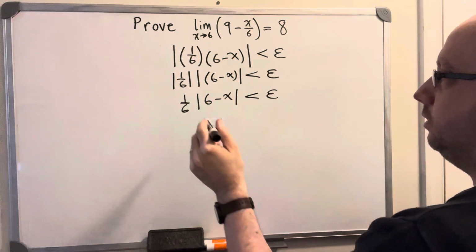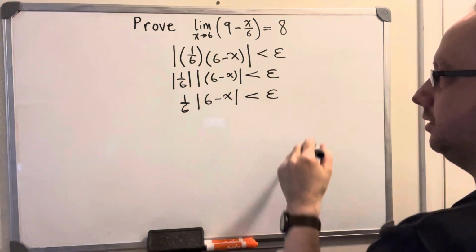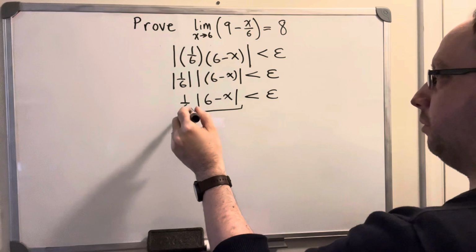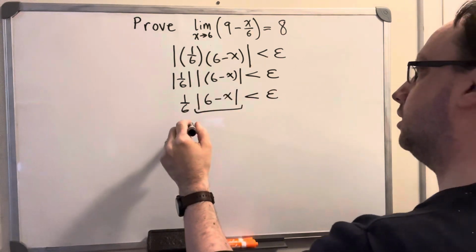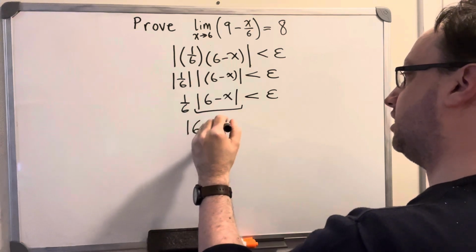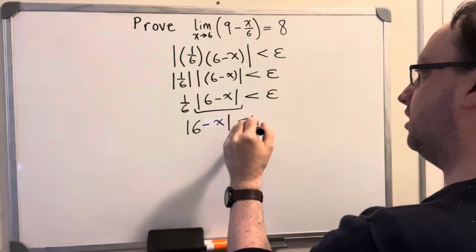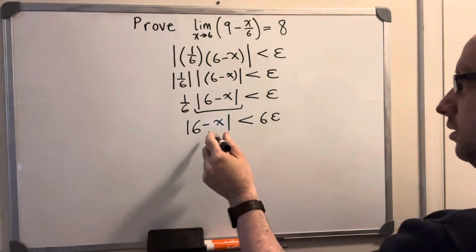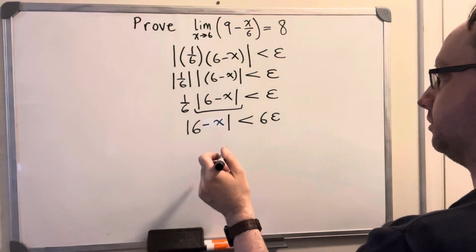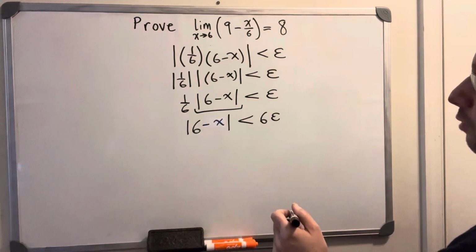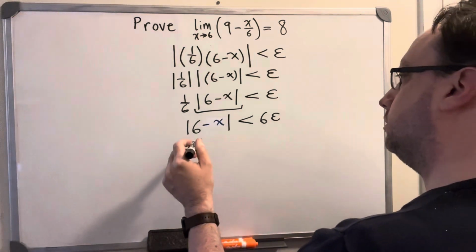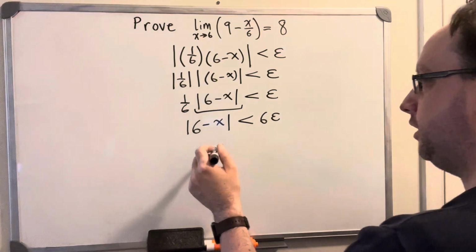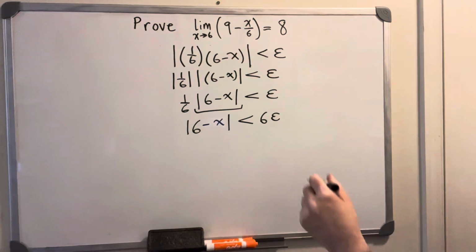Okay. We can multiply both sides by what to get this all by itself? We can multiply both sides by 6. Then 6 minus x is less than 6 epsilon. Is this the form that we need just yet? It's close, but not quite. What will we do next? What do you think should be done next? What is the target form?